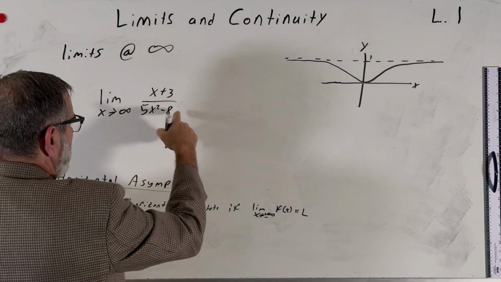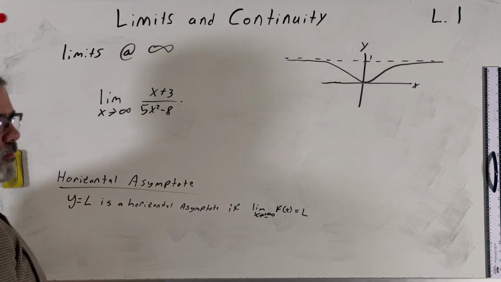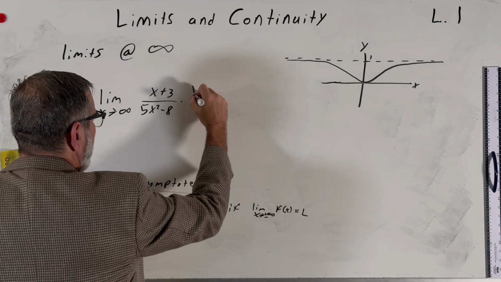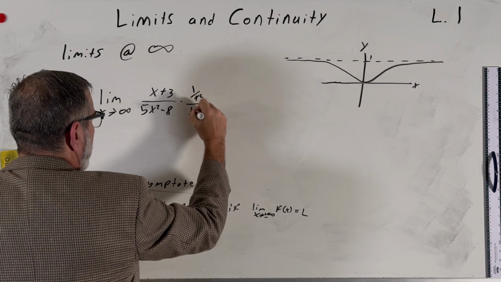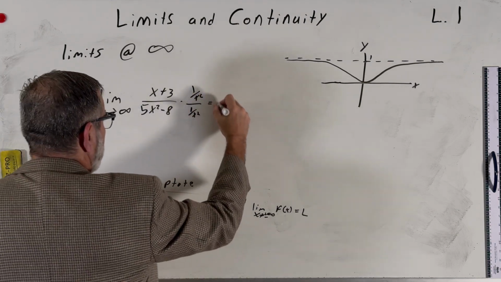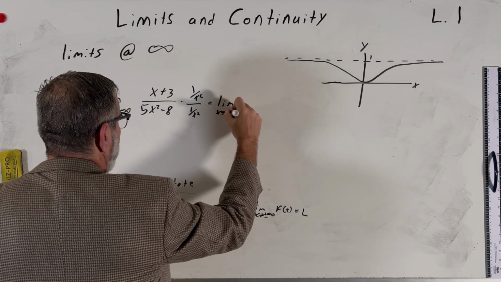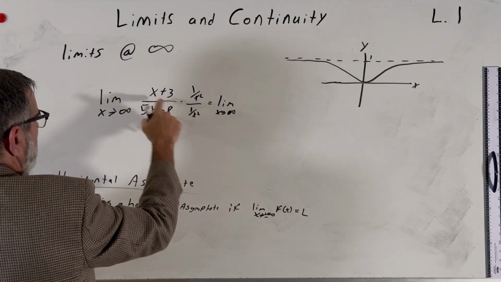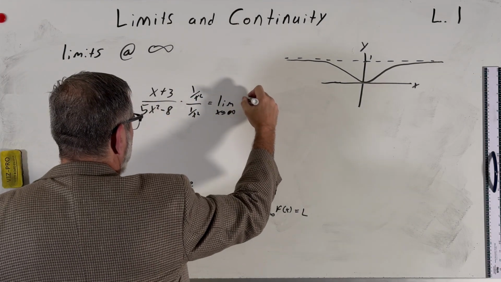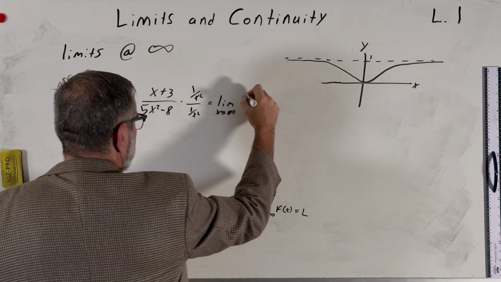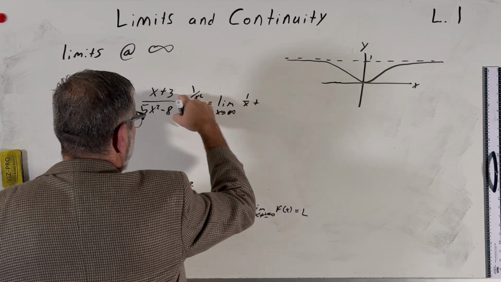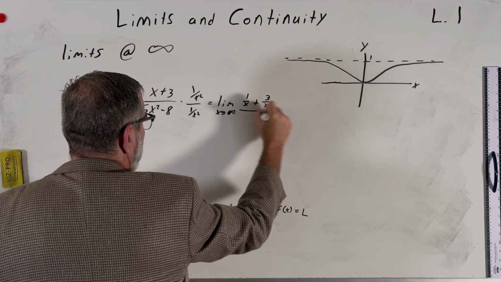So the trick that we can use here is, again, I'll multiply this thing by 1, but it's a different 1. I'm going to multiply by 1 over x squared and 1 over x squared, okay? So that's going to give me the limit as x approaches infinity of, well, this term times 1 over x squared. What's it going to give me? It's going to give me x over x squared is just going to be 1 over x plus 3 over x squared. That's in the numerator.